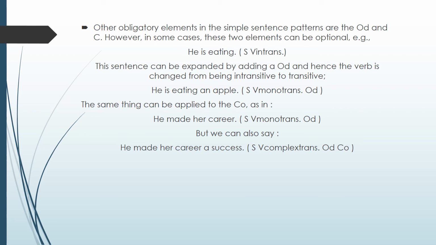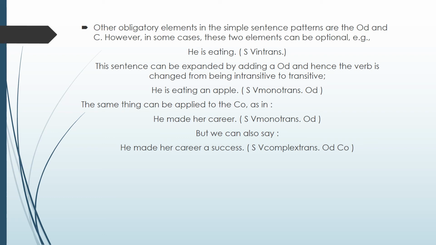to pattern number 3. But I can add more information by adding another element to the sentence when I say he made her career a success, or he made her career successful. So here I am adding a new element to the sentence, which can be an object complement, because it complements the meaning of the object. And the new element can appear in the form of a noun phrase, a success, or it can be an adjective, successful. So the point here is, when I'm adding an object complement, I am changing my verb type from a monotransitive verb into a complex transitive verb.